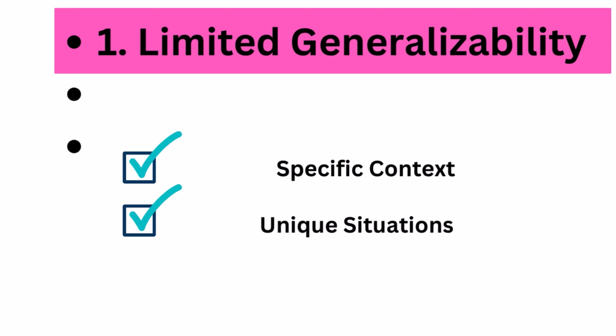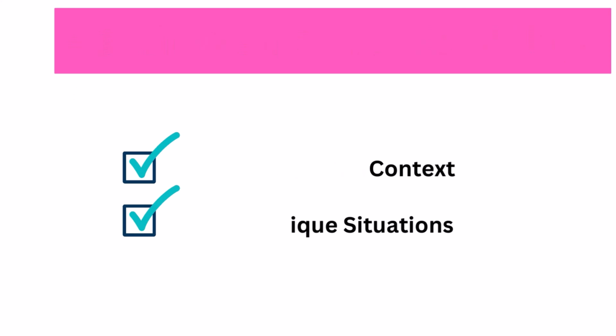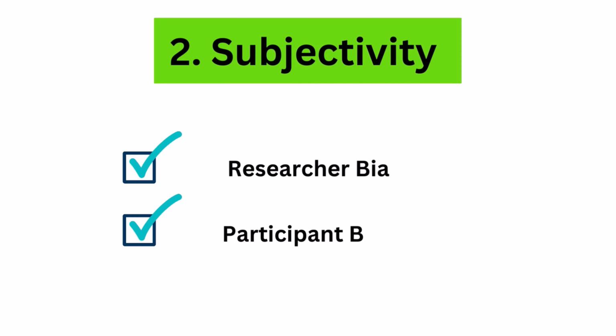Unique situations. The unique characteristics of the case may not be representative of other situations, reducing the applicability of the results. 2. Subjectivity. Researcher bias. The researcher's perspectives and interpretations can influence the analysis and conclusions, potentially introducing bias. Participant bias. Participants' responses and behaviors may be influenced by their awareness of being studied, known as the Hawthorne effect.